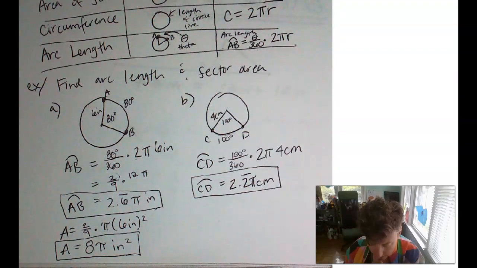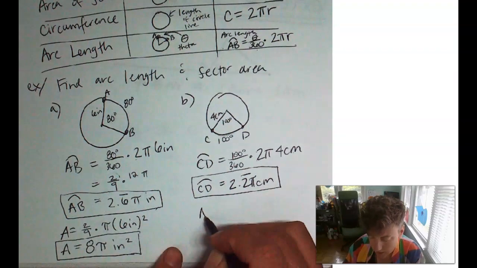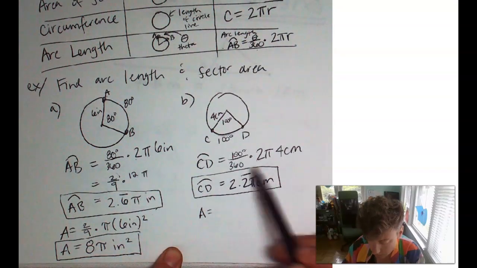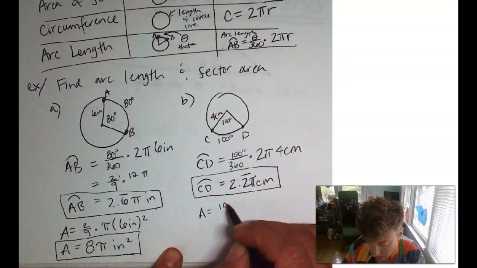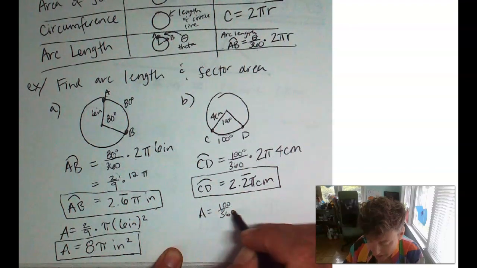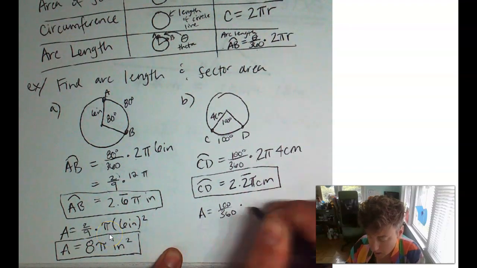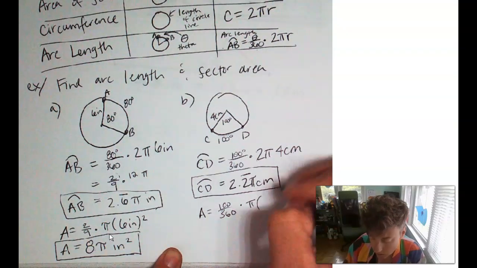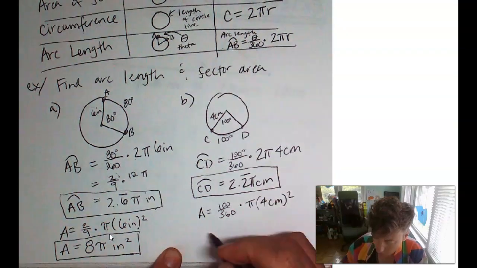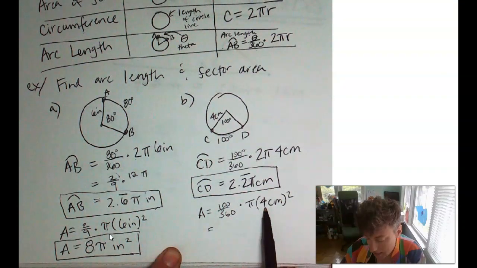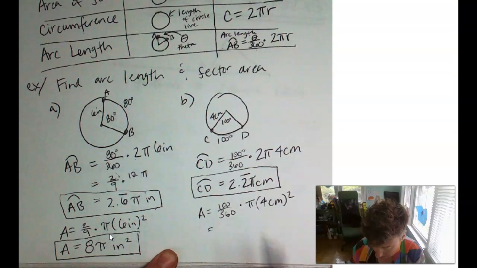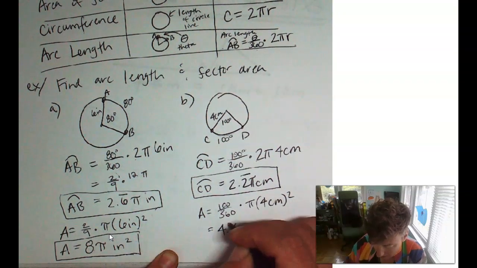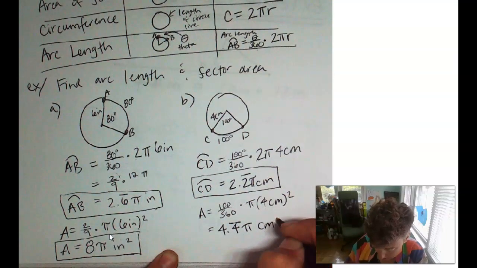And our area is going to be that same ratio, 100 over 360, times pi times our radius, which is 4 centimeters, squared. We know 4 squared is 16, so we'll do 16 times 100 divided by 360, which is 4.4 repeating pi centimeters squared. That is our area.